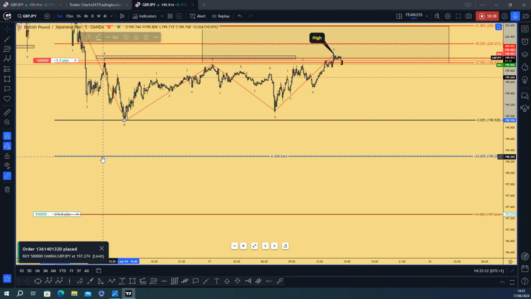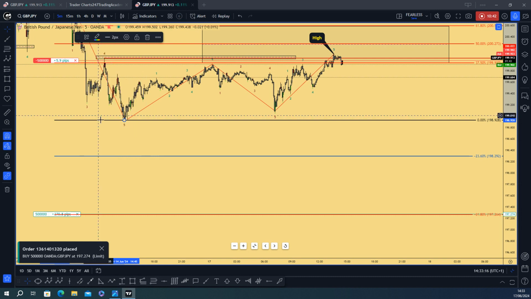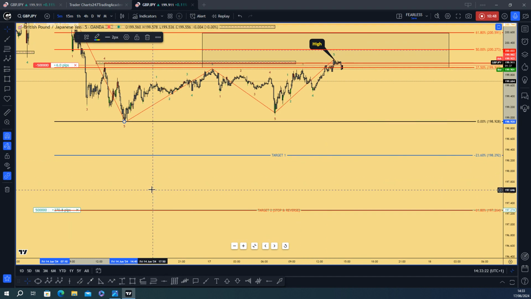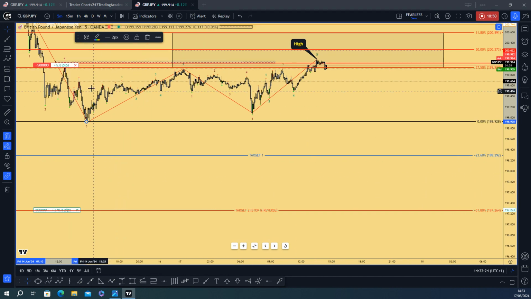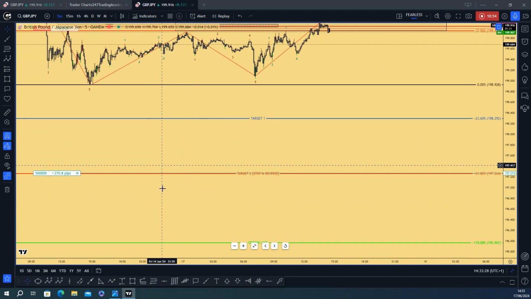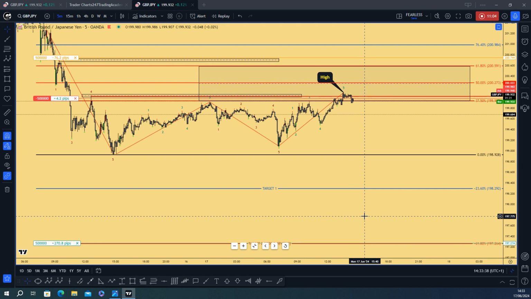Let me just update this Fibonacci key ratio. So this is the target 1, this is the target 2. So if I'm risking that, I'm going to be looking to gain this much. Or depending on how the price reacts when it gets to this point, we may have this area.